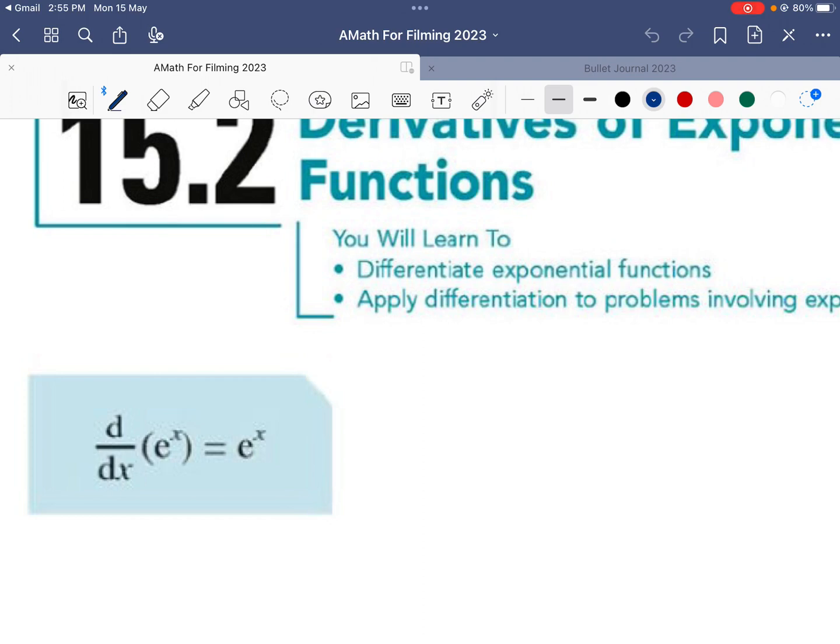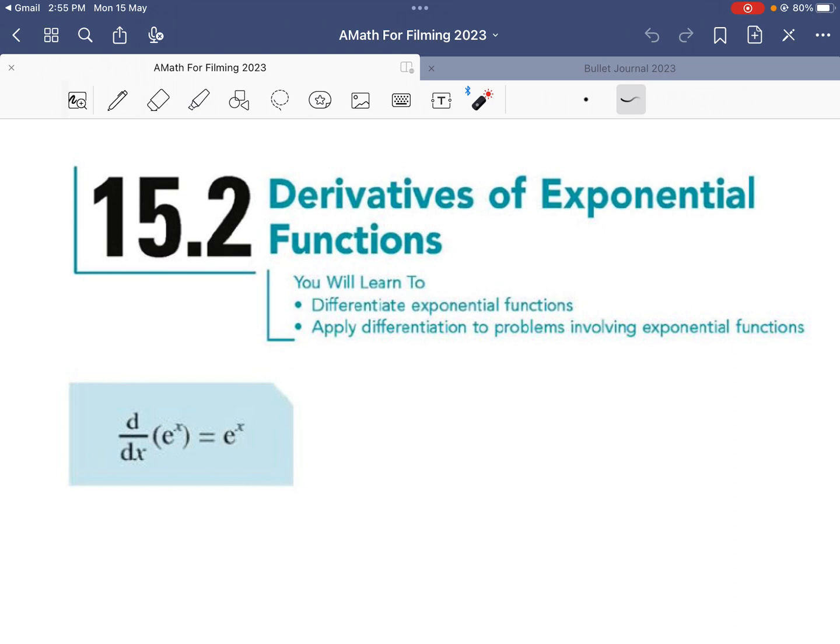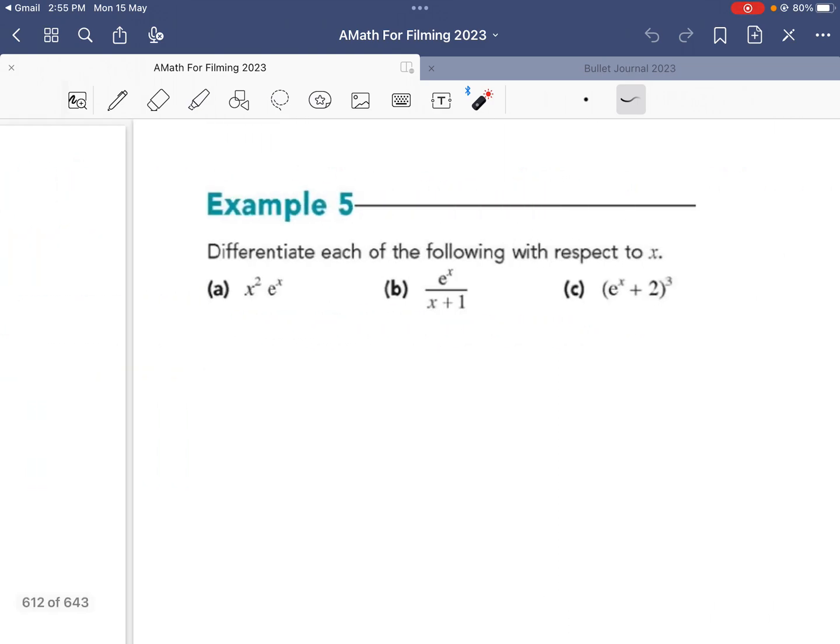When you differentiate e to the power of x, the result is that you still get back e to the power of x. Yep, you heard that right. When you differentiate e to the power of x, you get back e to the power of x. Later on, there'll be some things a bit more complex, but for now, this is the knowledge that we have. Let's just move with it.